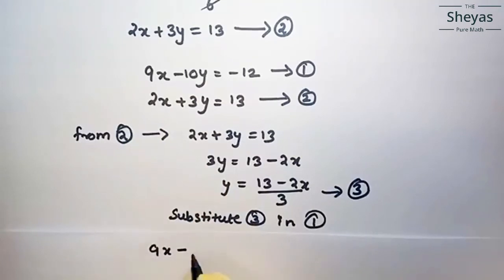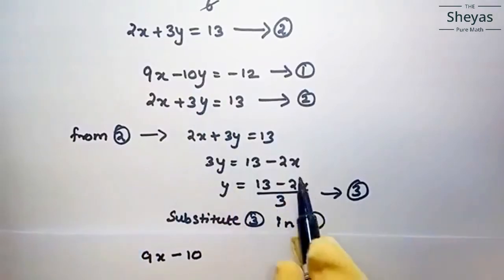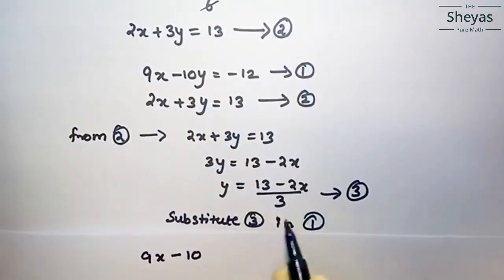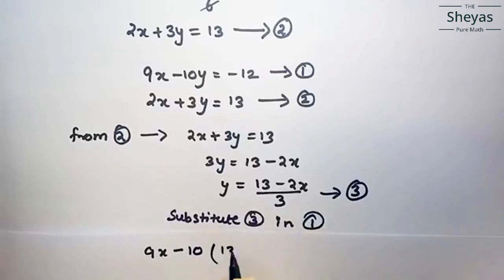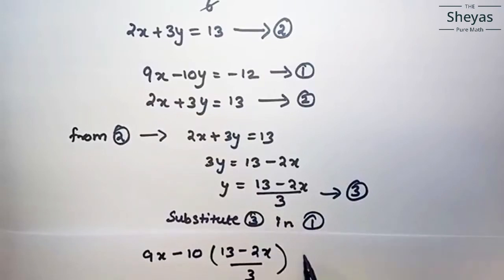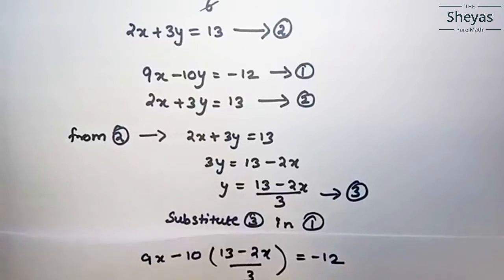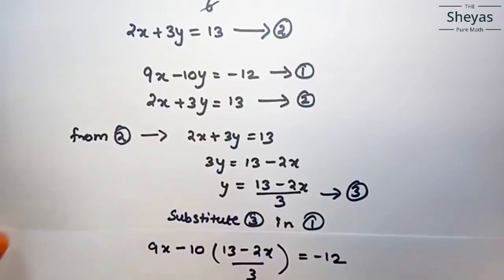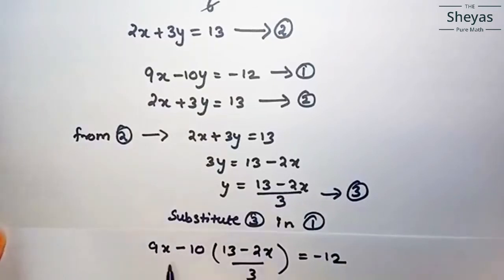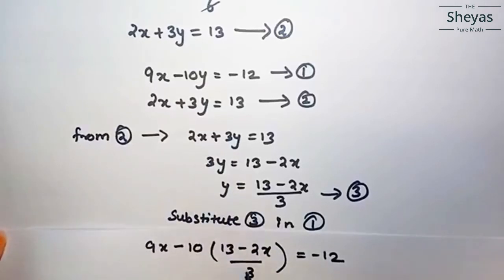9x minus 10y. In the place of y, you have to write this value. You are substituting this value. So in the place of y, (13 minus 2x) by 3, which is equal to minus 12. So what did you understand from this? We have changed these 2 variables into a single variable.